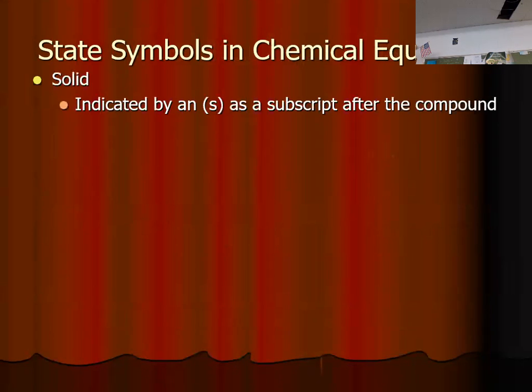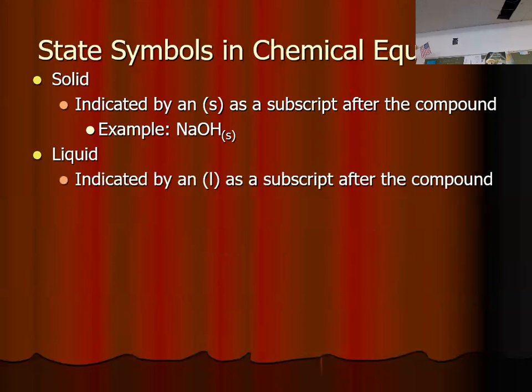State symbols, we know that solids are indicated by an S. NaOH, S means it's a solid. Sodium hydroxide, that's how I would read that. Liquid is an L. What's one? There's very few things that are liquid, correct? Give me an example of something that's liquid. Water and mercury. Bromine would be another one, okay? Very few things. NaOH is not a liquid.